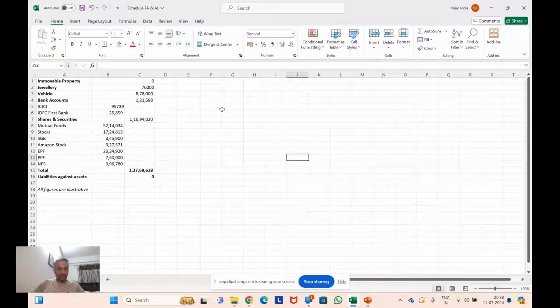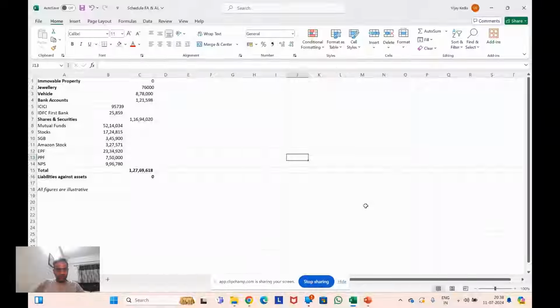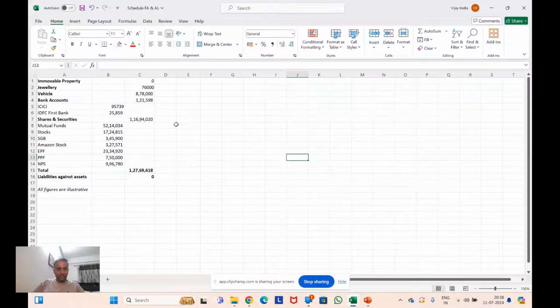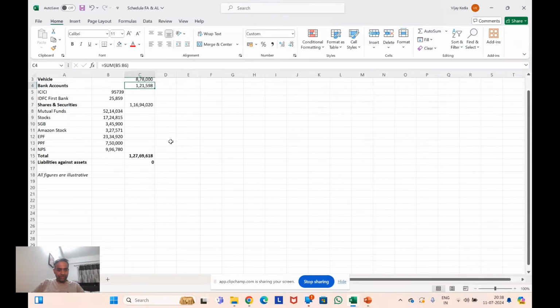But Schedule AL is applicable for all, if your income exceeds 50 lakhs, whether or not you have foreign assets, right? So this needs to be filled in with details as on 31st March. So this you fill your vehicle details. For bank accounts, you take the closing balance as on 31st March, right? And you put it there.